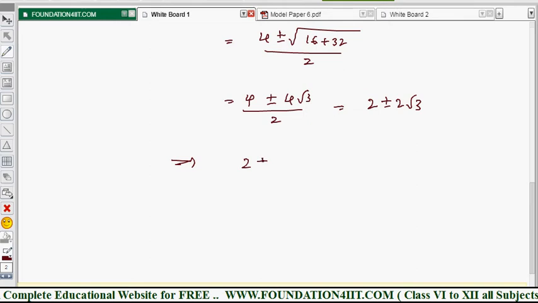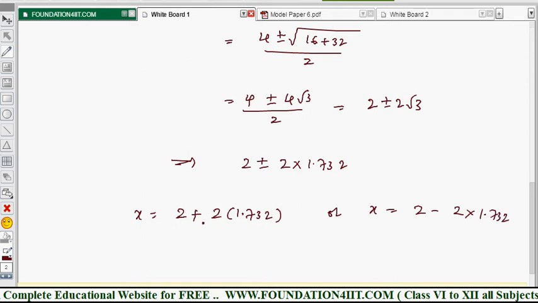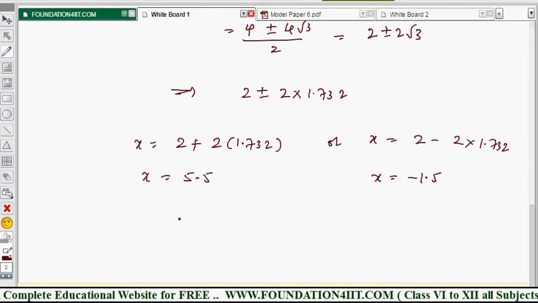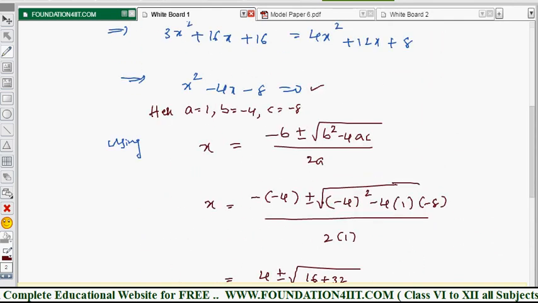So x is equal to 2 plus or minus 2 into root 3, which is 1.732. We should take plus and minus. Then x is equal to 2 plus 2 into 1.732, or x is equal to 2 minus 2 into 1.732. By taking the positive value we will get 5.5 by multiplying and simplifying. By taking the negative value you get minus 1.5. So the values, up to two significant figures, therefore values of x are 5.5 and minus 1.5. Correct to two significant figures it is both of these. Right, so this formula you need to apply.